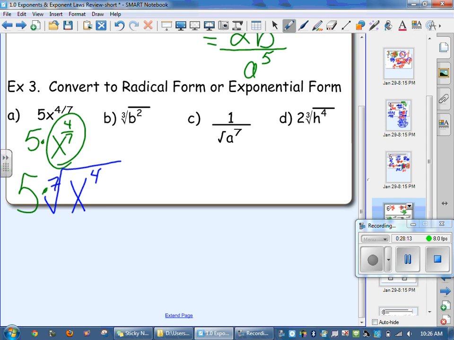The next one I convert back to fraction form. Here, b is my base, 2 stays as the exponent. I put the index, the 3, as a fraction under my b. The index goes to the bottom. So I have b exponent 2/3. So the fraction on the b is 2/3.